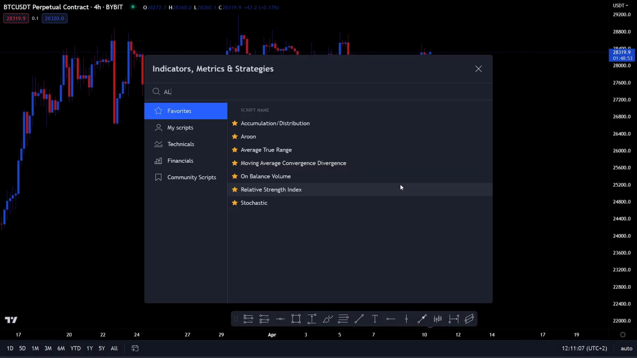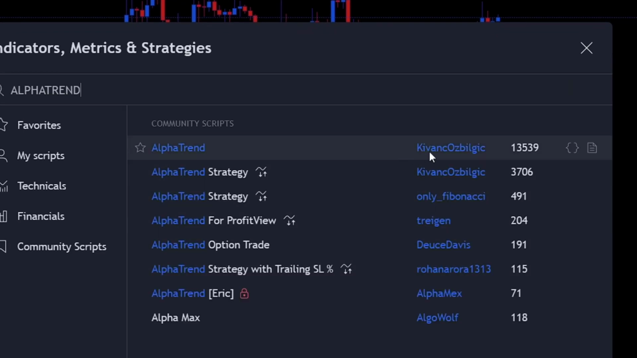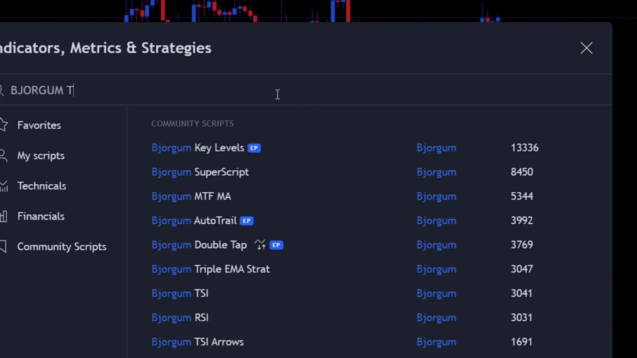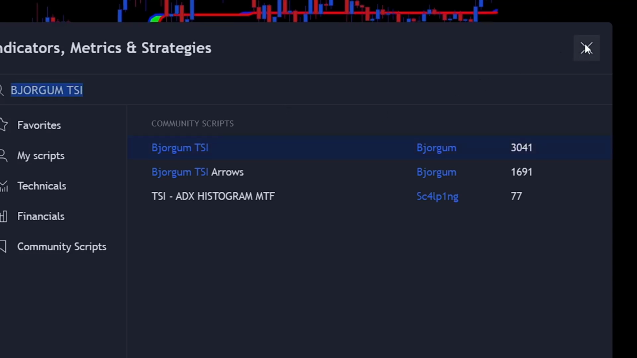We go to Tradingview and click Add Indicators. Then we type Alphatrend and add this indicator to our screen. Be sure to pick the one made by Kevin Bjorgum, add by clicking once. Next, we type Bjorgum TSI and add it also to our screen.